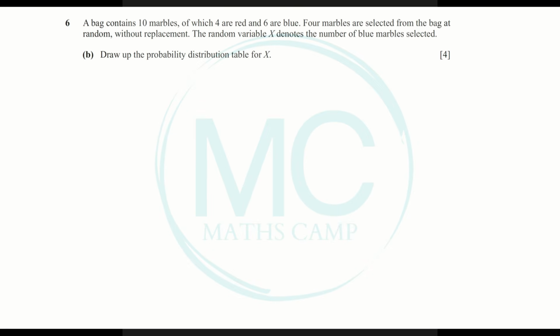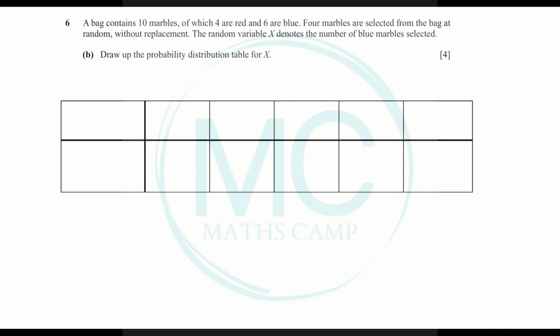Part B says draw up the probability distribution table for x. So let's start with our table. In our top row, in our first column, we can put in x. And in our second row, we say the probability that x is equal to x. We can close this bracket.